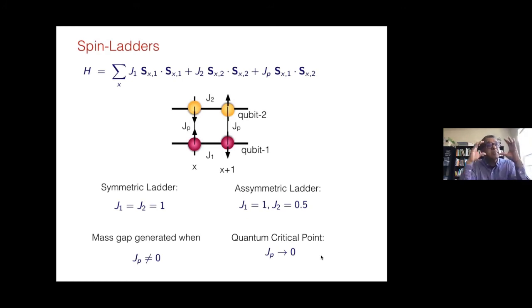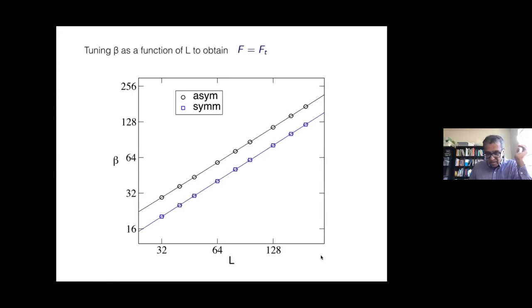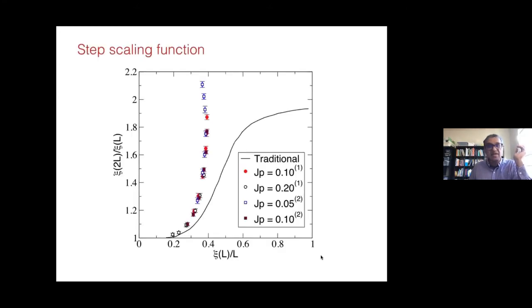Remember, as soon as I make JP small, I will get a mass gap, and that mass gap will scale to 0. So it seems like we are getting the right physics, but as you will see, the step scaling function is completely off. Although in the infrared you might get the physics, in the ultraviolet it's completely off. In fact, it's worse than even the loop gas models.